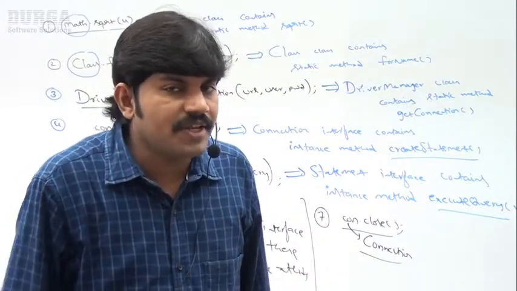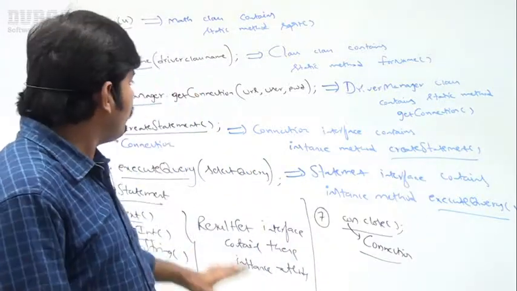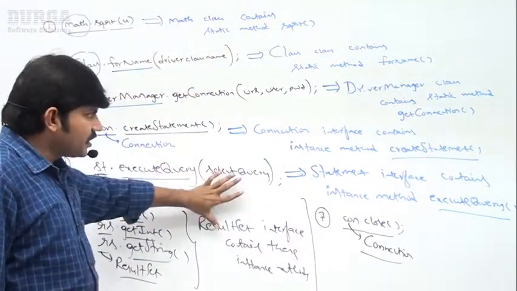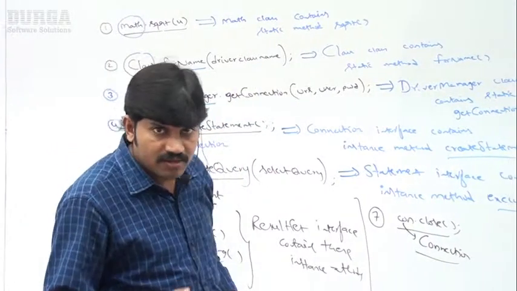Next, st dot execute query. Where is the execute query method available? st dot. What type is st? Statement type. Now I hope related to JDBC, from where the methods are coming, it is very clear for all of you, right? That's all. Thank you, sir.